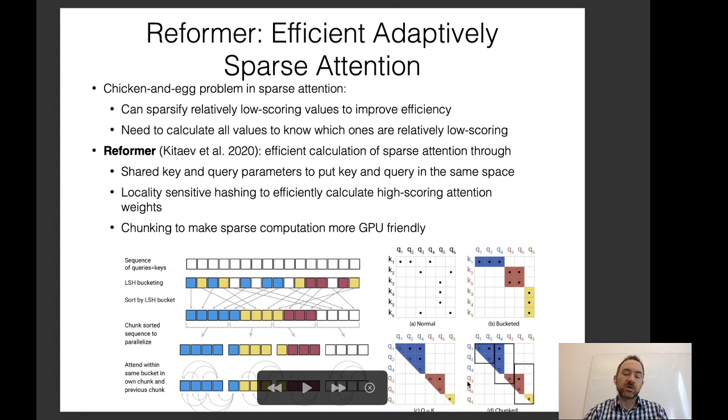However, the issue here is that this is not necessarily easy to implement on GPUs, for example, because the number of examples in each bucket may be different. So they also have some clever tricks to chunk things together and perform attention among things that are in the same chunk. You can look for more details in the paper if you'd like to learn more about this. But long story short, the reformer is a way to efficiently do sparse attention.